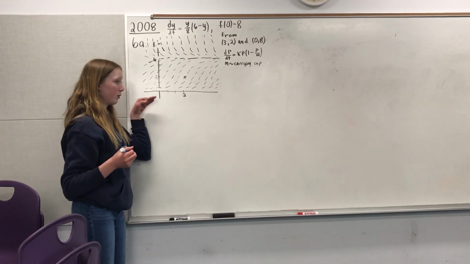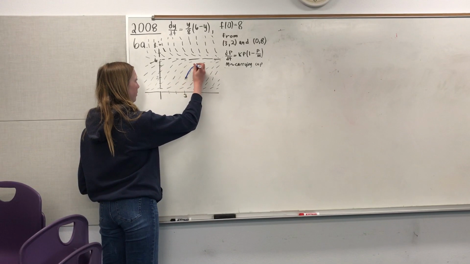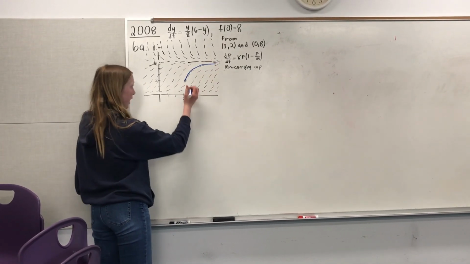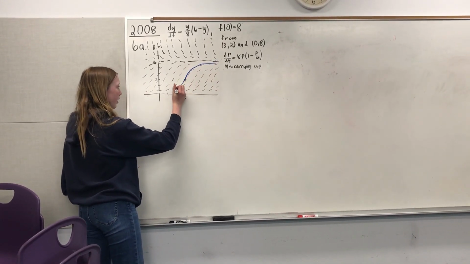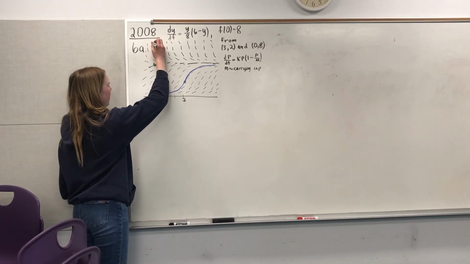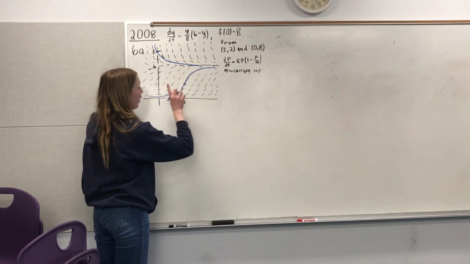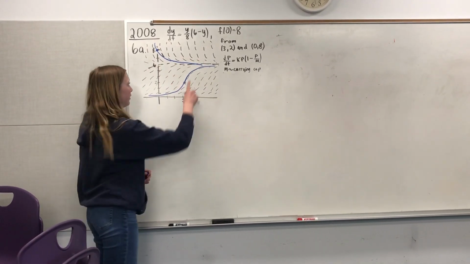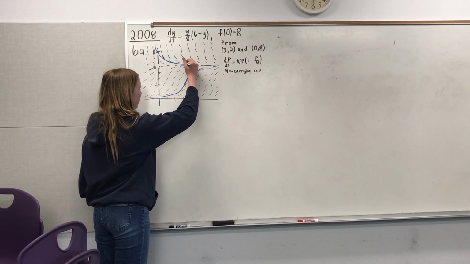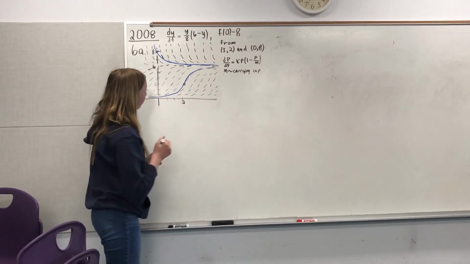So I'll just follow the pattern of the tangent lines and draw the curve from (3, 2). It starts to level out near the asymptote, and then also the other way. And then from (0, 8), I'll follow the pattern again, and it's also leveling out near the asymptote. Be careful not to cross over the asymptote, and keep your solution curve slightly above it.